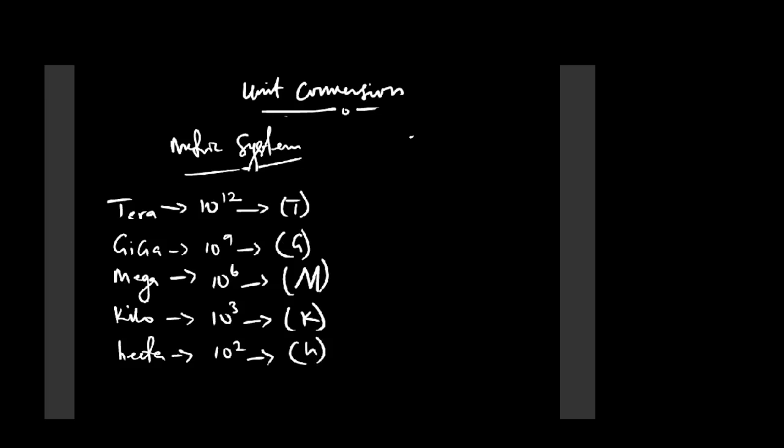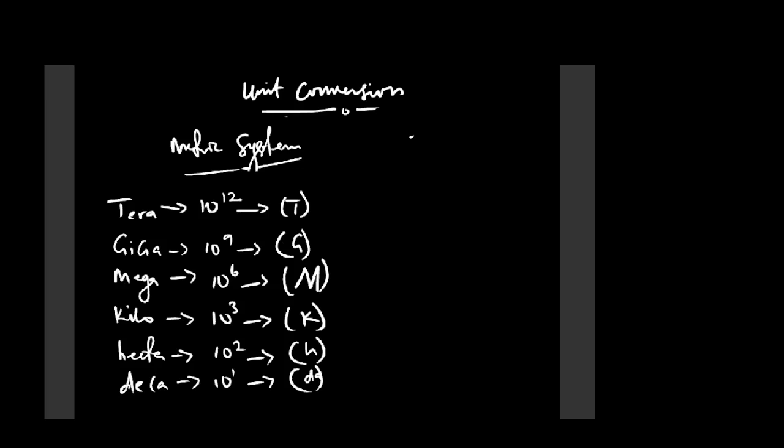And the next one, which is a very smaller one, that is the last one we're going to consider here, is deca, and that is 10 to power 1, and we are going to be having it to be DA, so DA, deca. So these are the units to express values that are very, very big.